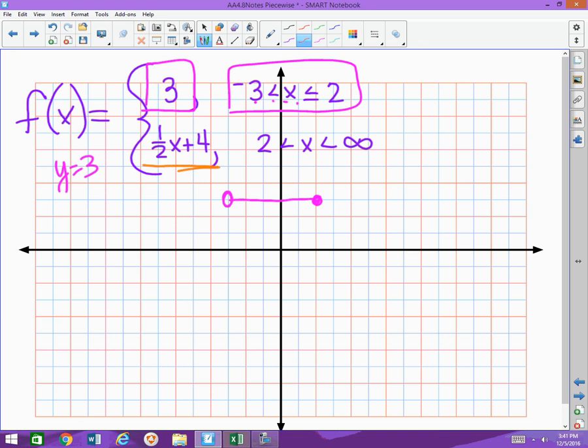Then for this part of it, 1/2 x plus 4, that tells us we cross the y-axis at 4, and our slope is 1/2. And I'm going to come down here, and here's the line that is drawn. But we only need the part from 2 to infinity. Well, here's 2 again. So we need to erase this, get rid of this part.